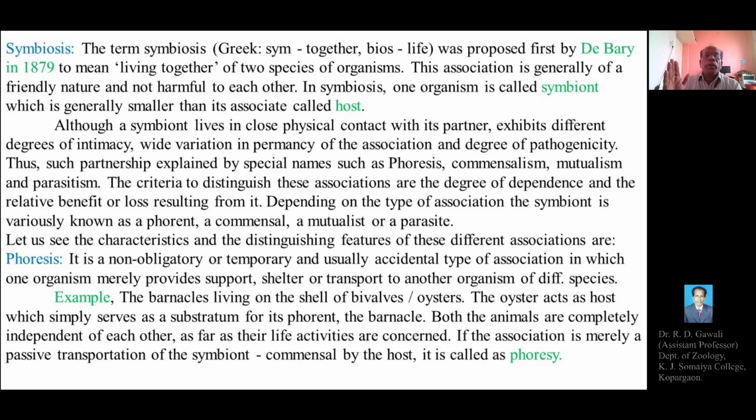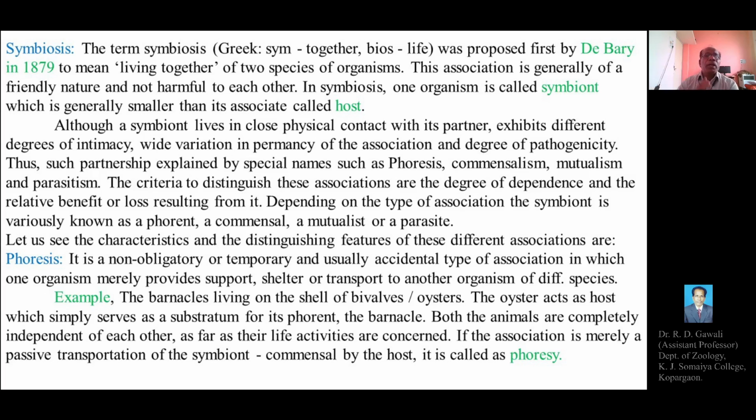So the symbiont, which lives in close physical contact with its partner, shows different degrees of intimacy, meaning the relationship may be close or partial. Then there is wide variation in permanency of the association. It may last for a shorter period, a longer period, or permanently, throughout its life with the partner. And sometimes the living habit of the symbiont can lead to some damage to the host organism. That is the degree of pathogenicity.